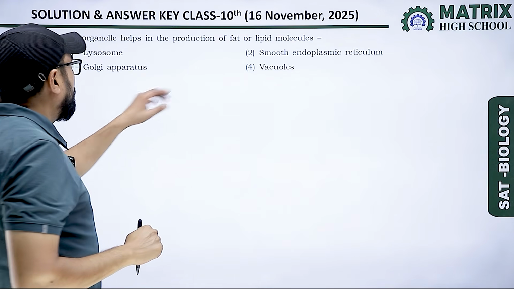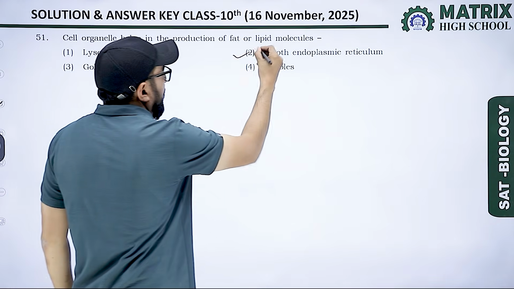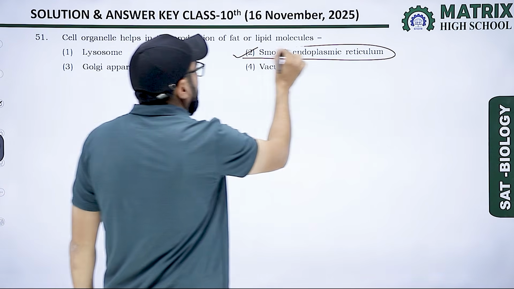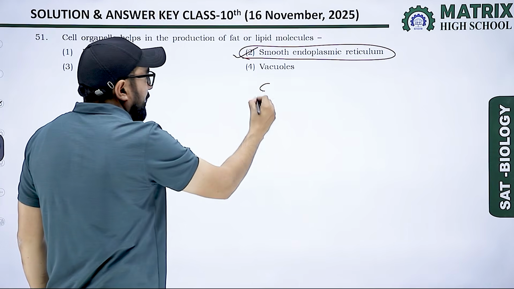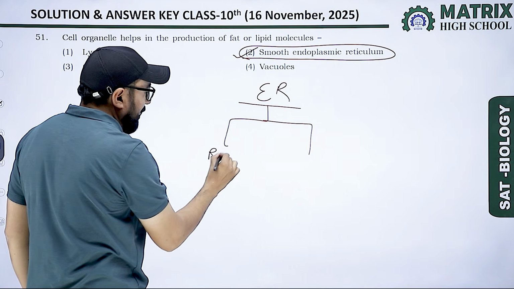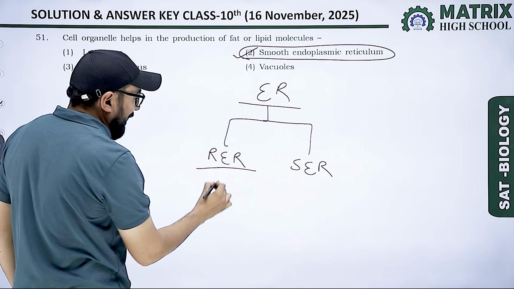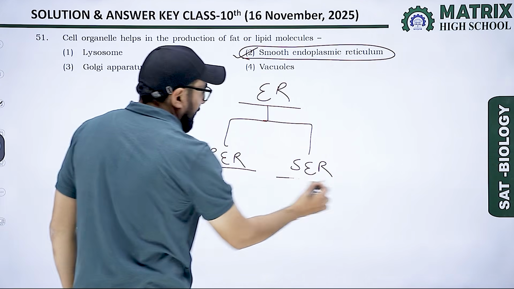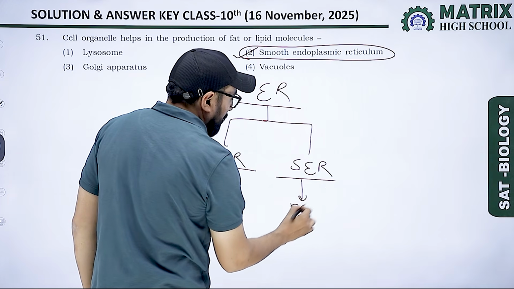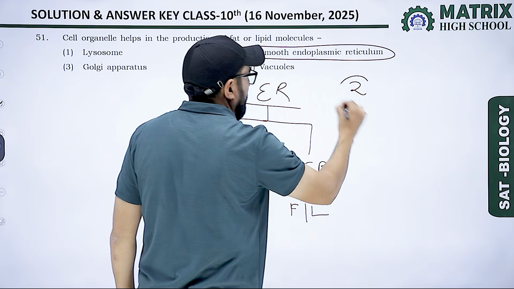In this case, fat and lipid are formed in the smooth endoplasmic reticulum. ER is of two types, RER and SER. RER helps in protein formation, SER helps in fat or lipid formation. Right answer is the second option.